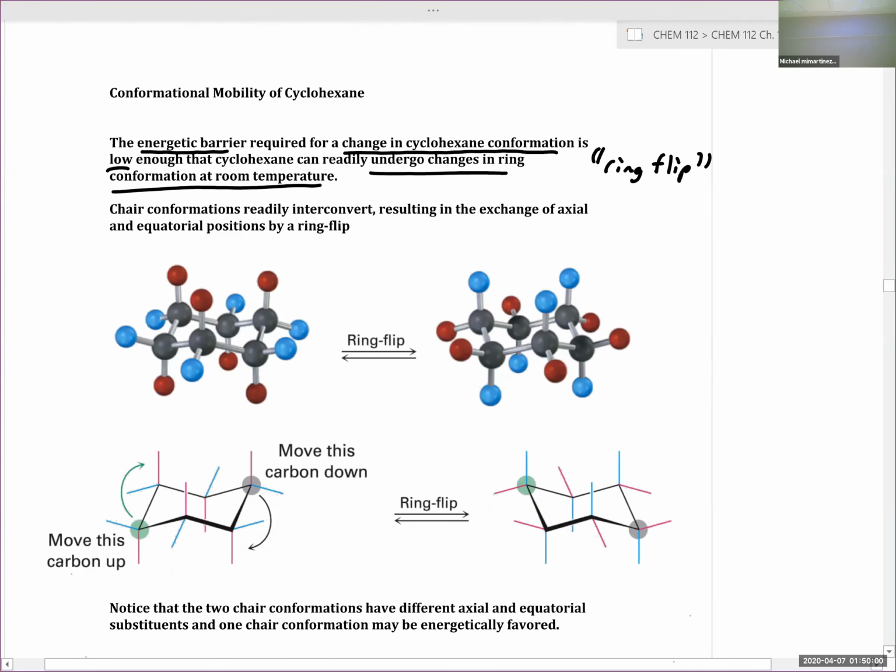So, one way to help everyone see what's going on here is I always like to map my carbon number 1, which is the carbon that's pointing up, and carbon number 4, which is the carbon that's pointing down. Now, in a ring flip, carbon number 1 is being brought down and carbon number 4 is being brought up.